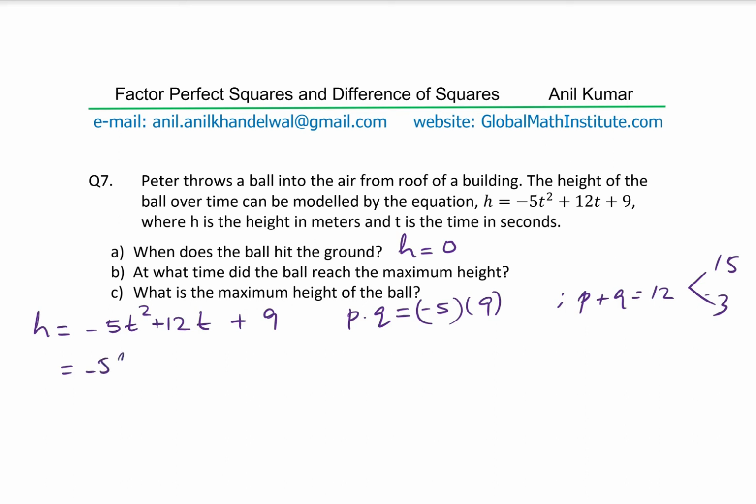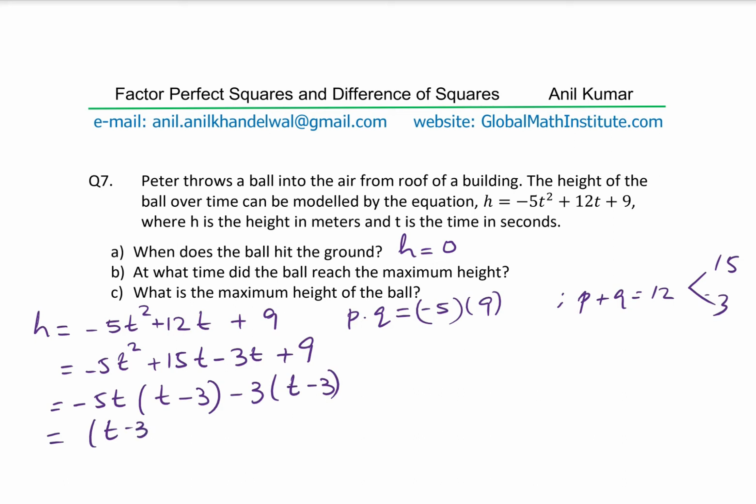So minus 5t squared, and we'll split this into plus 15t minus 3t plus 9. Factoring minus 5t from the first two terms will give us t minus 3. And here we can factor minus 3. We get t minus 3. So now we get t minus 3, and we get minus 5t minus 3. We can take this minus common. So we can write this as t minus 3 times 5t plus 3. Now that gives you two zeros, right? So that gives us two zeros.